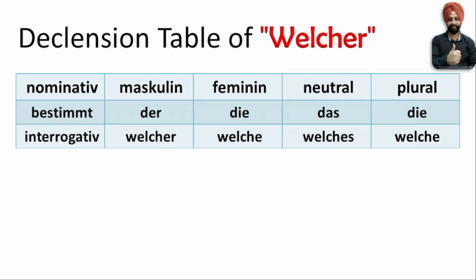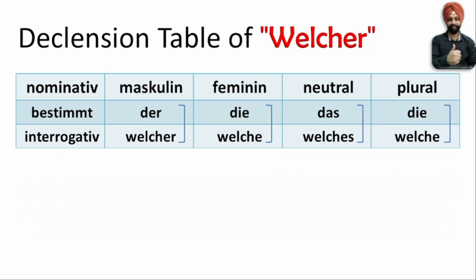You know that we have 4 main genders: masculine, feminine, neutral and plural. And in the bestimmt article, in nominative we have der. But in an interrogative sentence, with the interrogative article, the der changes to Welcher. So it has the same declension pattern. You can see feminine die will become Welche, neutral das changes to Welches and plural die changes to Welche. So this is the declension table of the nominative case, the very first grammar case of German. It is quite easy to understand.